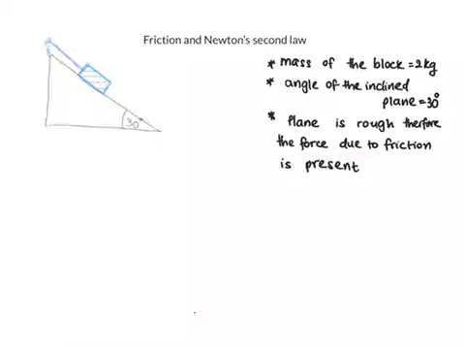So there is a block resting on an inclined plane, and as you can see, the inclination is given as 30 degrees. Mass of the block is given as 2 kilograms. First of all, let's mark all the forces.